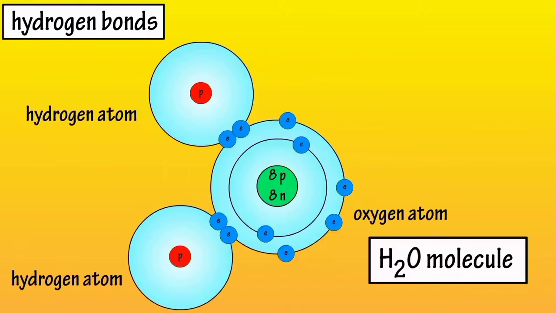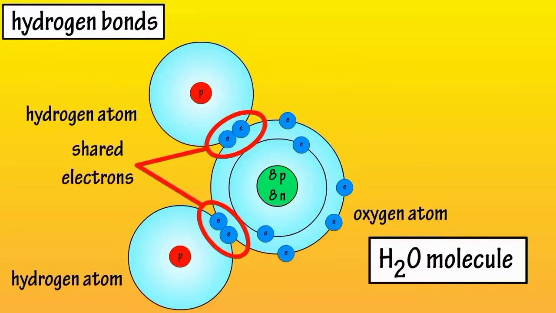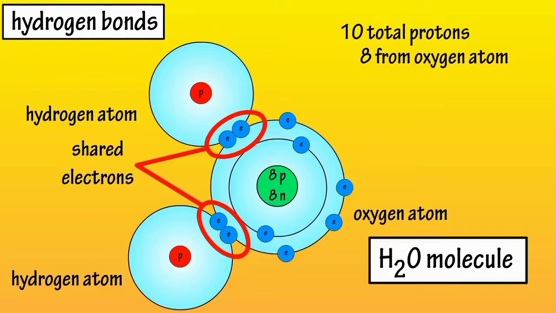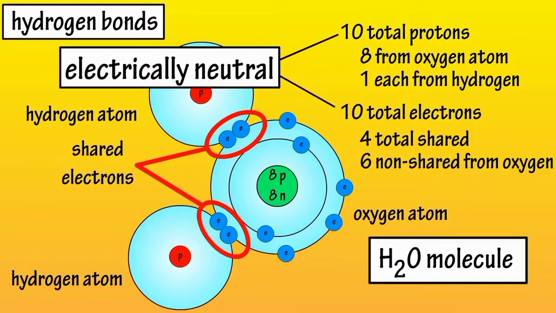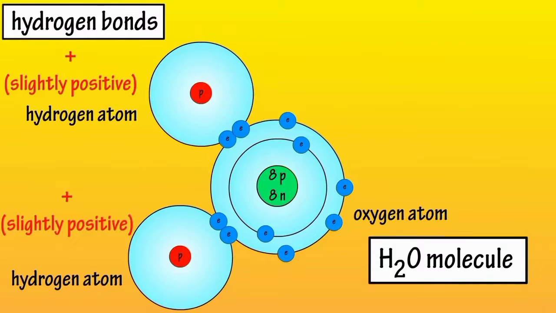If we look at a water molecule, we can see the oxygen atom shares electrons with 2 different hydrogen atoms. So, in total, this molecule has 10 protons, 8 from oxygen and 1 each from the hydrogen atoms, and a total of 10 electrons: 2 shared between the oxygen atom and hydrogen atom number 1, 2 shared between the oxygen atom and hydrogen atom number 2, and the other 6 non-shared electrons from the oxygen atom. So this water molecule is electrically neutral, but it has a partial positive side, the hydrogen side, and a partial negative side, the oxygen side of the molecule.